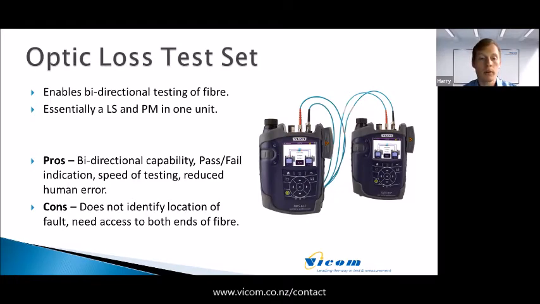The cons of the optic loss test set, once again, is it doesn't identify a location of a particular fault. And once again, you need to access both ends of the fibre, which can be a hindrance on very long runs.